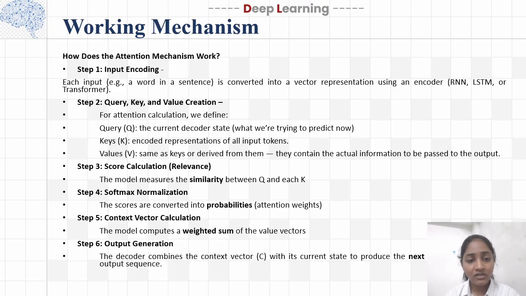From those fields, in step 3, we do score calculation, which is a mathematical method. The model measures the similarity between Q and each K, meaning query and keys. Step 4, softmax normalization. The scores are converted into probabilities, meaning attention weights. Step 5, context vector calculation. The model computes a weighted sum of all value vectors. Step 6, output generation, which is the final step. The decoder combines the context vector with the current state to produce the next output in the sequence.